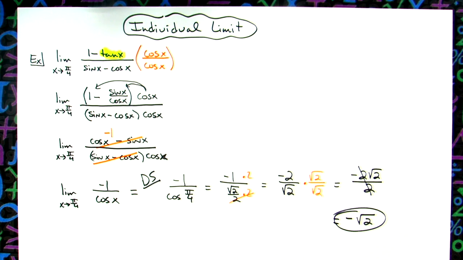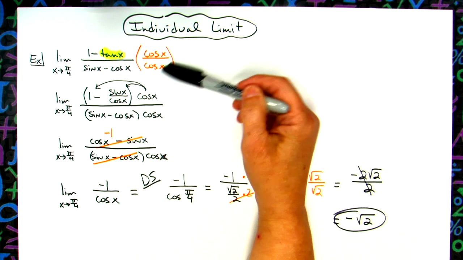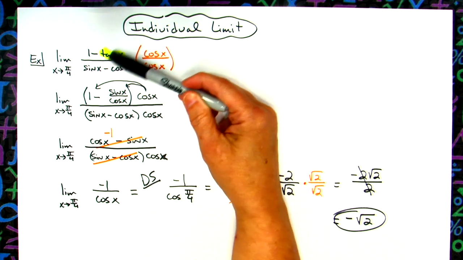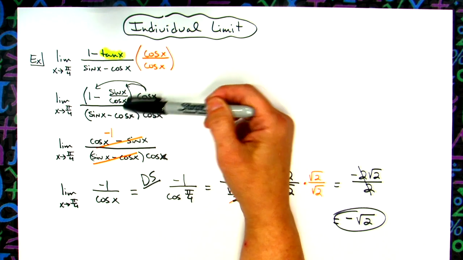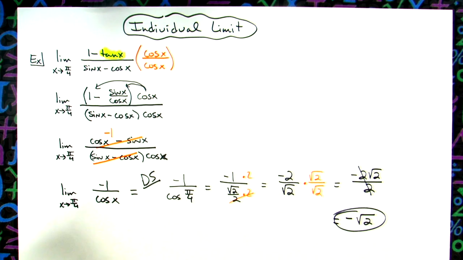So after you get over that initial, okay, I've got to multiply by a form of 1 and think ahead that this is going to be sine over cosine so that those cosines cross out. All right, that's just really not intuitive. So that's what makes this limit so hard. But after those initial algebra steps, it becomes just a straightforward limit problem.